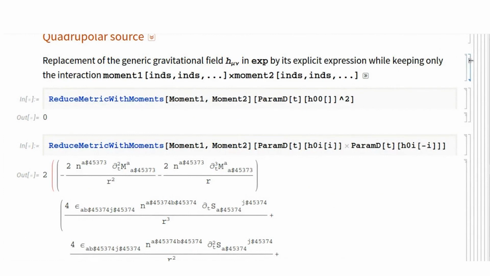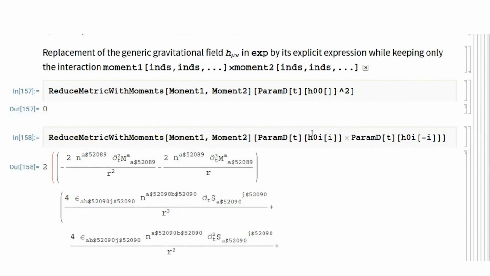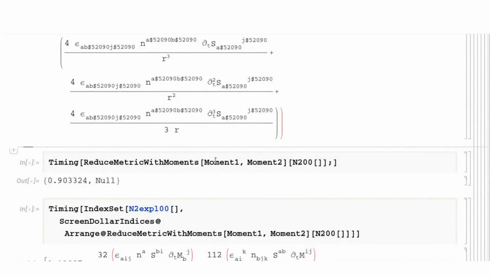So now I will define some command that takes some quadratic expression and replaces there the metric by its expression in terms of the multipole moments, keeping only the two moments I have considered before, the current quadrupole and the mass quadrupole. So here, for instance, in this particular source, there is no such interaction, but if I consider the square of this time derivative, the interaction is non-zero.